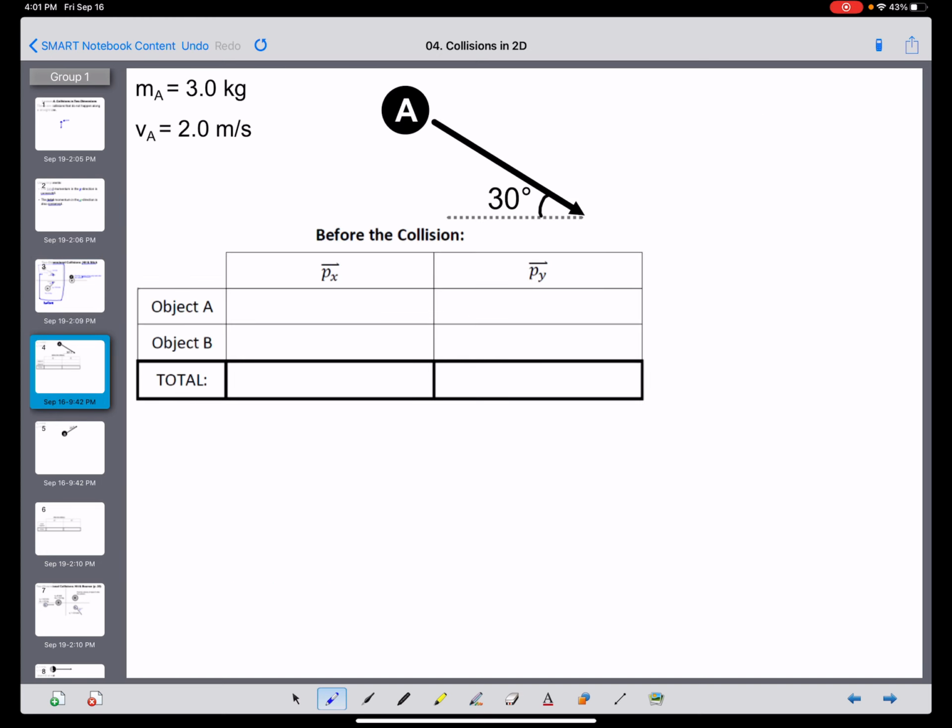To help us keep track of our numbers, it's a good idea to draw a chart like the one that you see here. This chart will not be drawn for you on quizzes or tests, so make sure you know how to draw it for yourself.